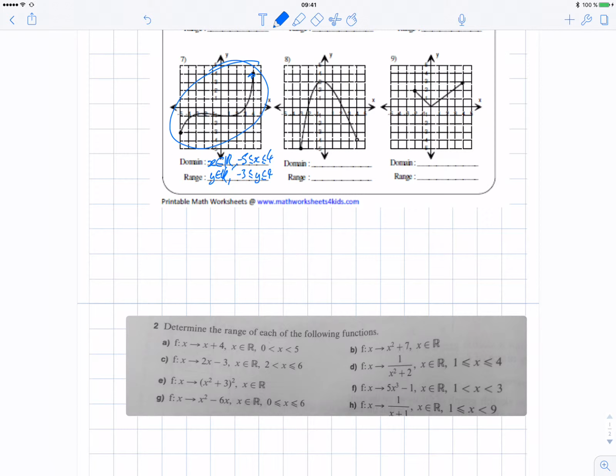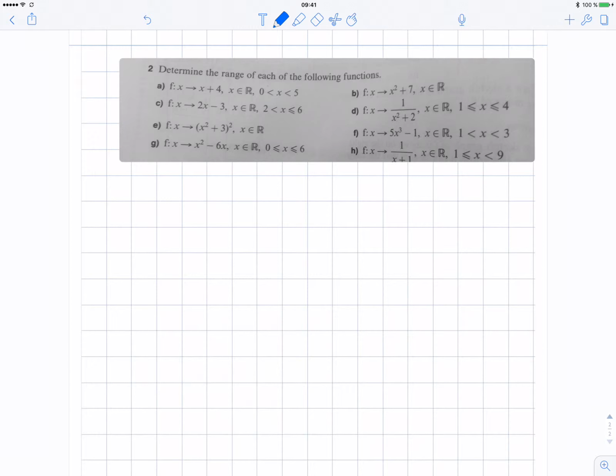Now, just a few things here. We could describe this being increasing here. Describe it increasing here, but it's increasing, then it's decreasing, just in case you need to know that. The second part of the homework, determine the range of each of the following functions.